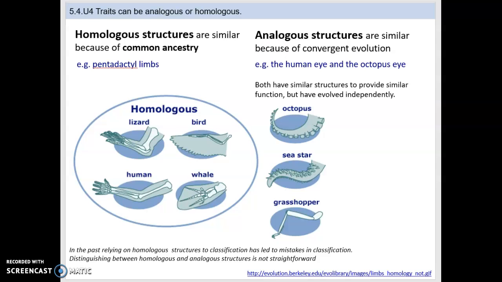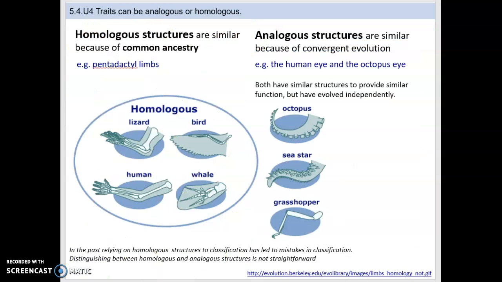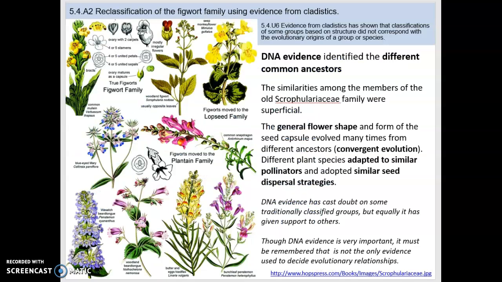So what we used to classify things by looking at appearance, but obviously over time it's led to looking at DNA, which is probably more reliable. It cast doubt on traditionally classified groups, which meant we had to reclassify things. So, like here, reclassification of figwort family using evidence from cladistics.